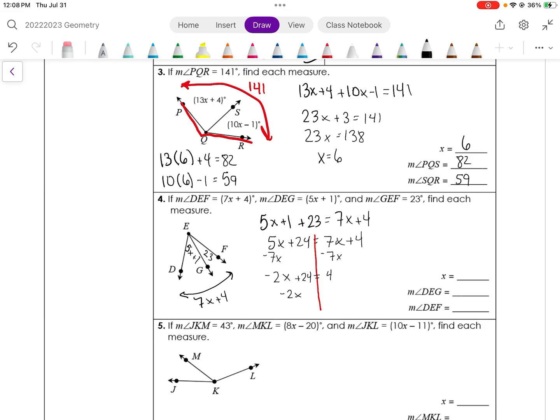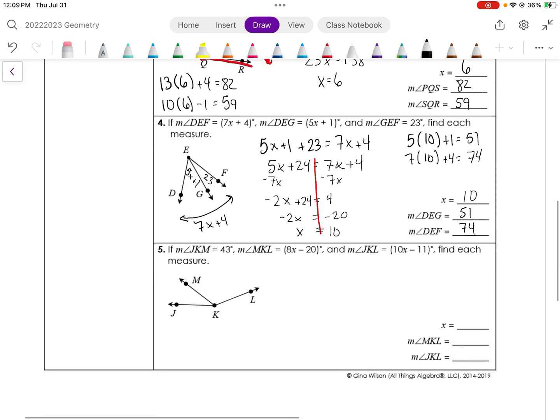I have to get x by itself. So minus 24, negative 2x equals negative 20. Divided by negative 2 equals 10. X equals 10. Okay, and then again, it asks us to find the other angles as well. DEG, that was the 5x plus 1. So 5 times 10 plus 1 equals 51. And then DEF, which was the whole thing, was the 7x plus 4. 7 times 10 plus 4 equals 74. And there you go.